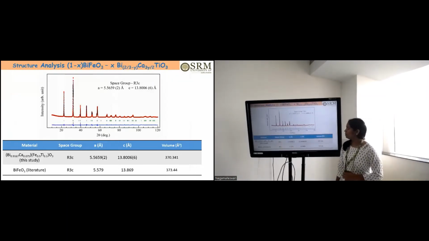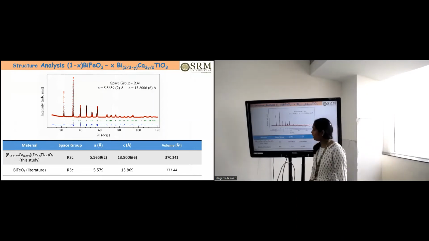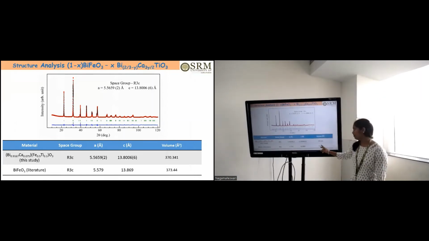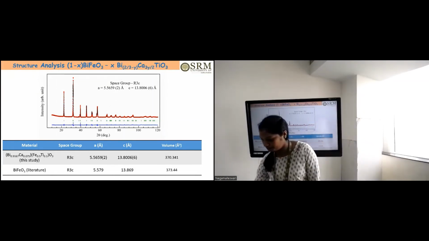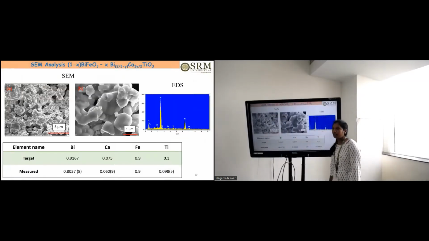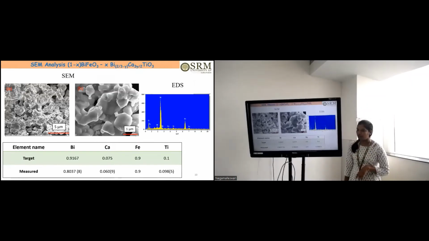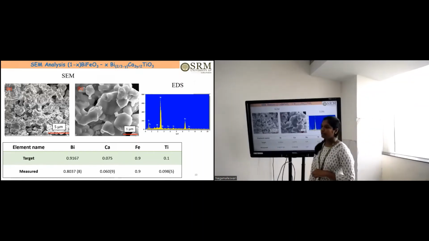For the phase pure composition, we studied the structural analysis. We are getting the rhombohedral structure with R3c space group. We define the lattice parameters as we can see in the table. The change in lattice parameters conforms with a rhombohedral structure. Further, we studied the microstructure of this composition using the same analysis. The composition shows fine grains, and with the help of EDS data analysis, we reach the target composition.